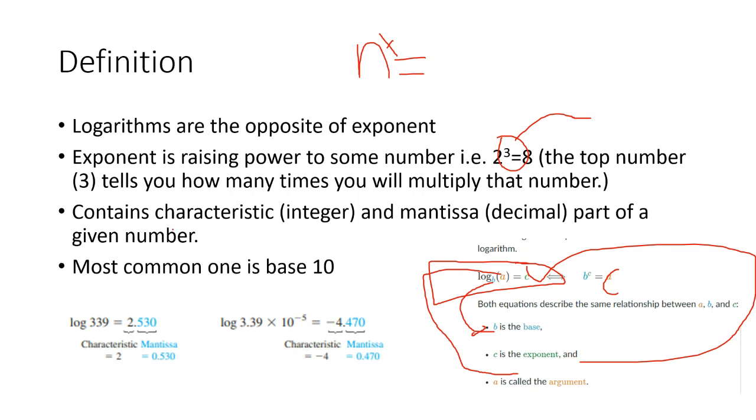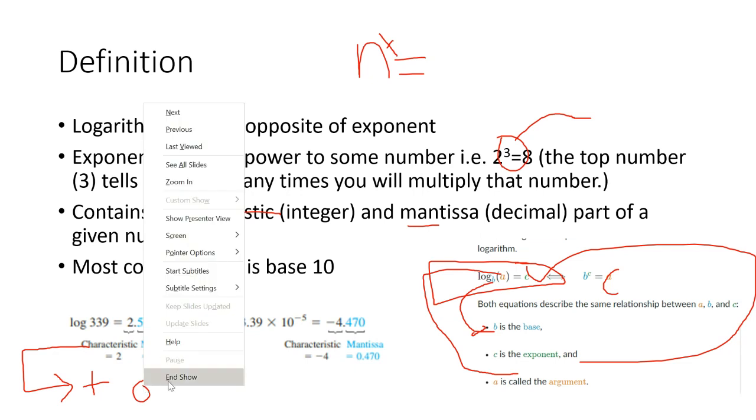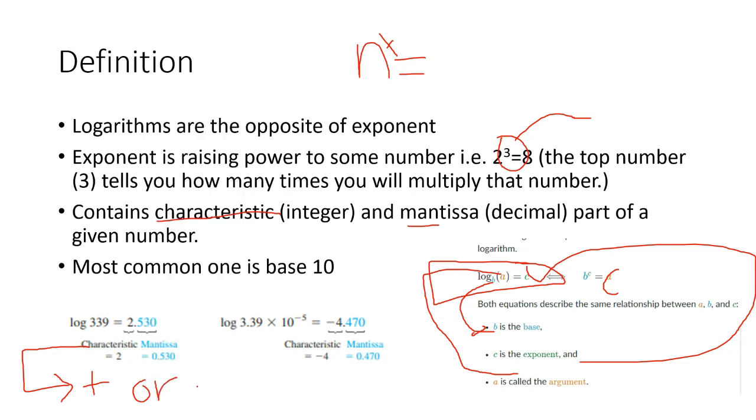Every logarithm contains a characteristic and a mantissa, which are parts of that given number. For example, if you take the logarithm of 339, you're going to get 2.530. Now, the characteristic is an integer. An integer can always be positive or negative, right? Just keep that in mind. In this case, the number before the decimal point will be your characteristic. You can say it's positive 2 or 2, and then your mantissa would just be after the decimal point, which is 0.530.